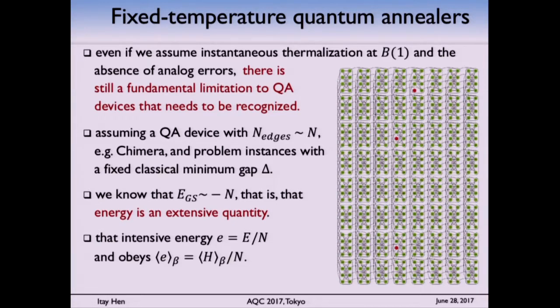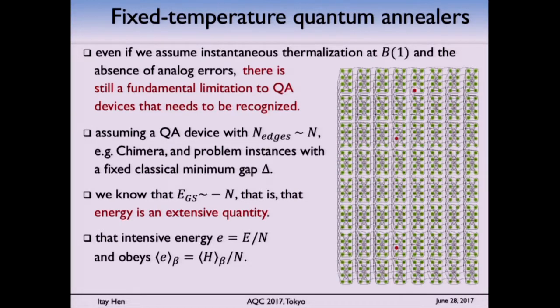Now let's assume that in our quantum annealing device, the number of edges or couplers is proportional to the number of spins, okay? And this happens in the Chimera, of course, with fixed degree. And this is what you would expect for any scalable quantum annealer, unless somebody would care to object. But I guess if we want the energy to be an extensive quantity, or the electricity bill to scale linearly with the number of qubits, then that's what you expect.